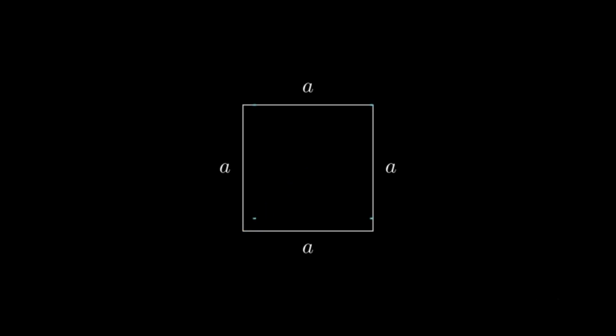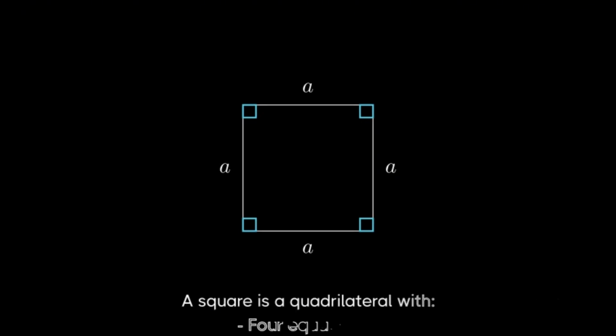Squares also have 4 perfect right angles. Each corner makes exactly 90 degrees. This is why squares fit so perfectly when we tile them together, like on a chessboard or kitchen floor. When we put all these properties together, we get a perfect square.